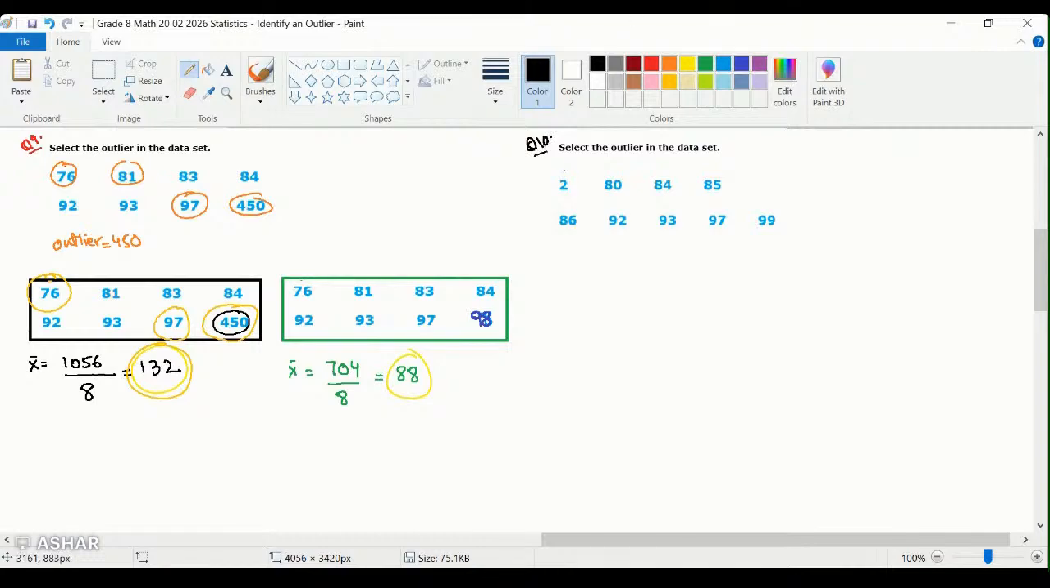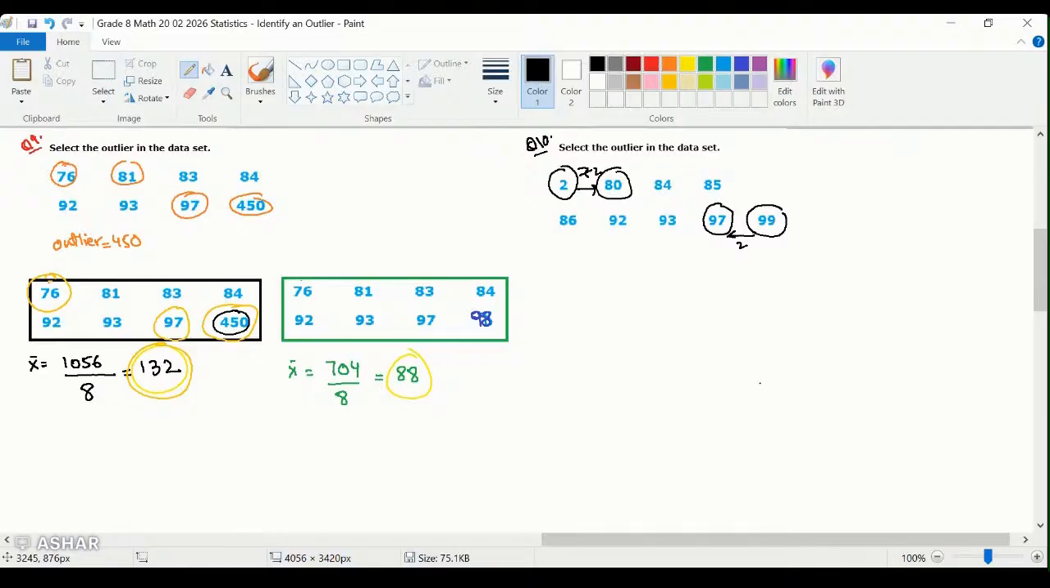The smallest number was 2, the largest number was 99. The difference between 99 and this is 2. And what's the difference between these two numbers? It was 72. So which number should be the outlier?